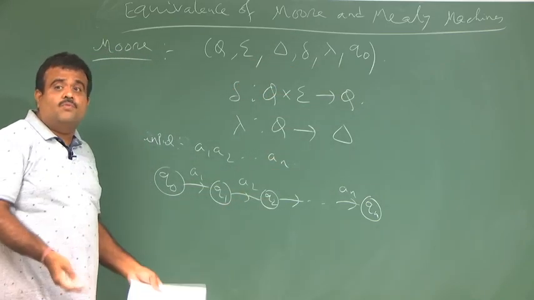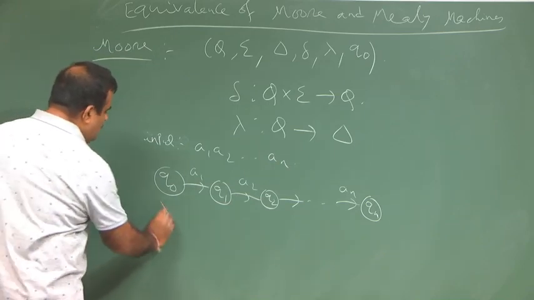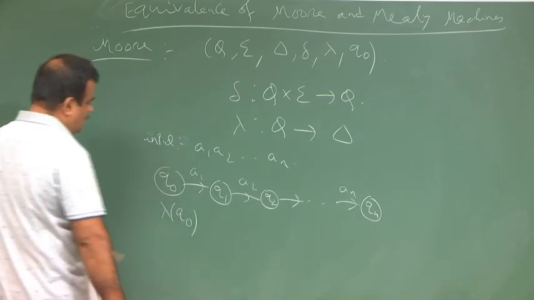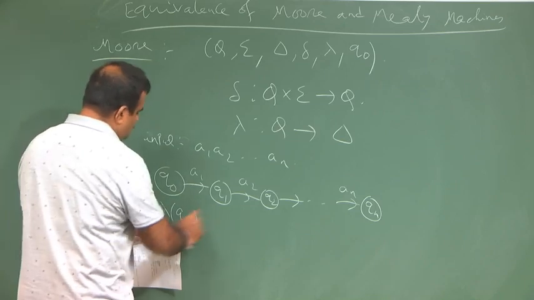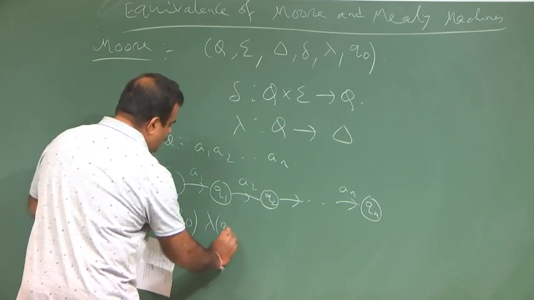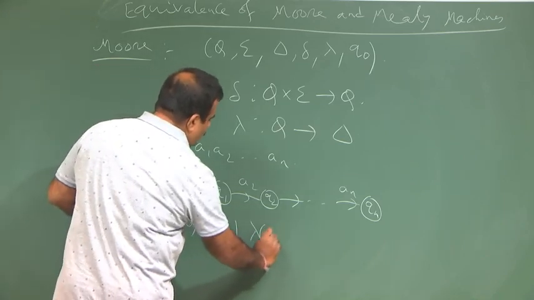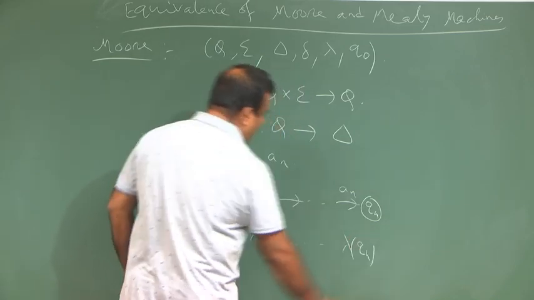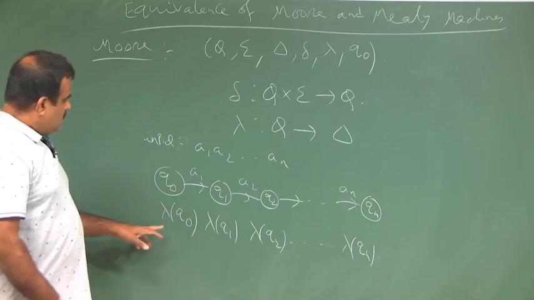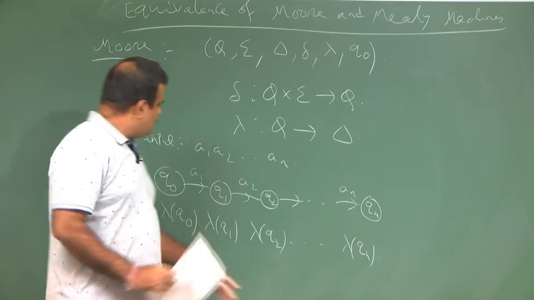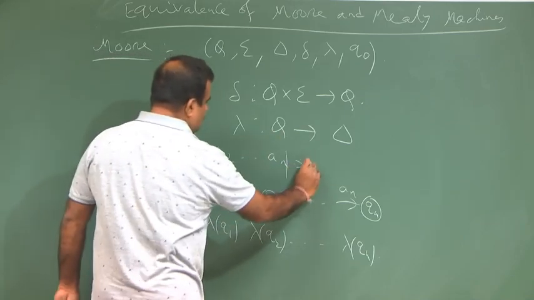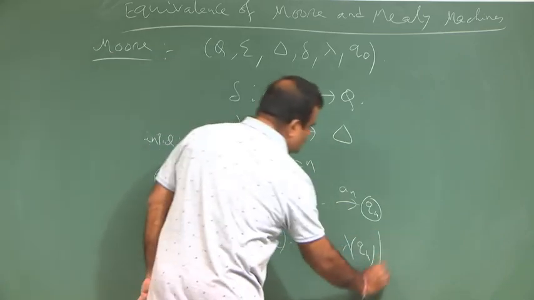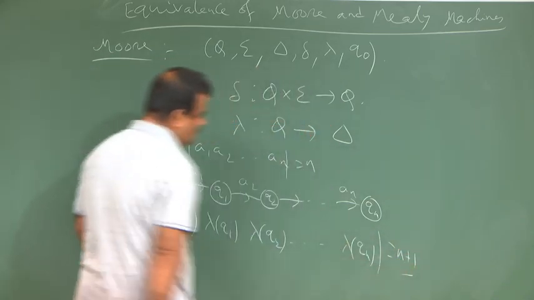Now, what will be the output? The output will be lambda of q0, because this is the first state, then lambda of q1, lambda of q2, up to lambda of qn. So, the input is of length n, but the output sequence of a Moore machine is of length n plus 1.